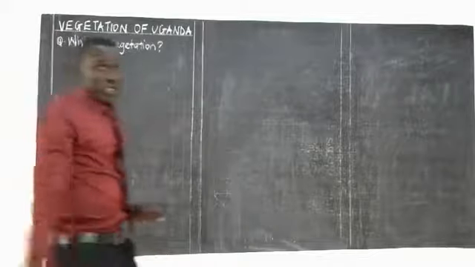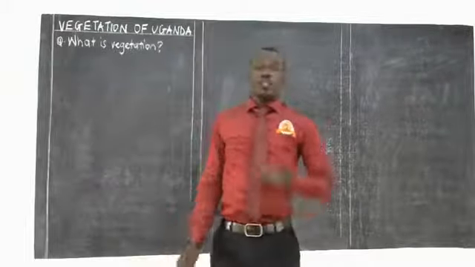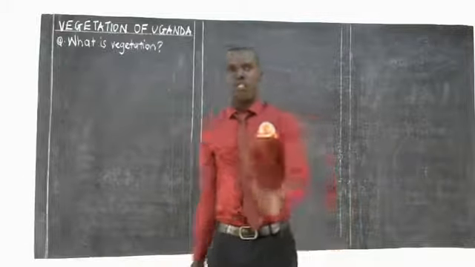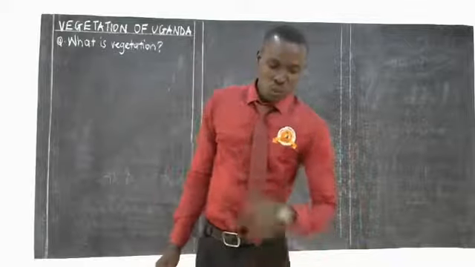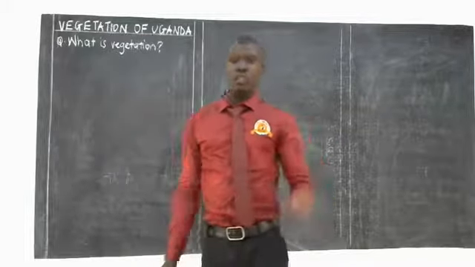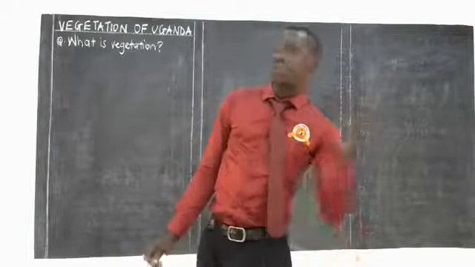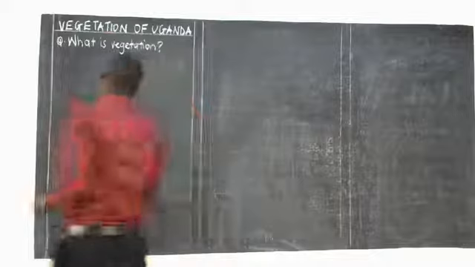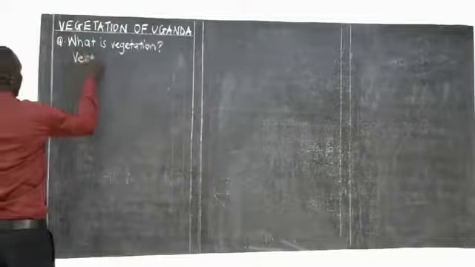We define vegetation as being the plant cover of an area. As simple as that. Vegetation is the plant cover of an area. So when you meet it anywhere in an examination or a test, just eat it very fast like you're eating samosas. It is very simple. Vegetation is the plant cover of an area.